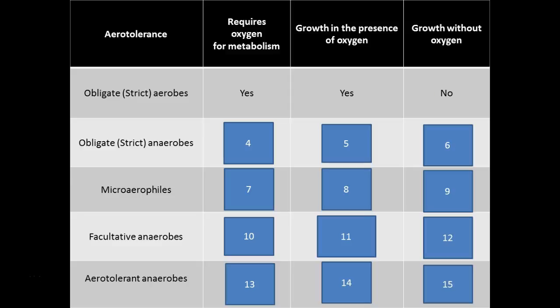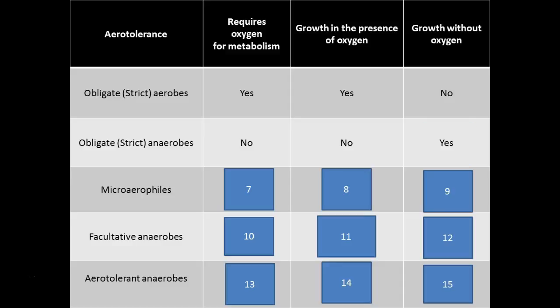Obligate strict anaerobes. Do they require oxygen for their metabolism? Definitely not. Can they grow in the presence of it? No, right? They don't have any protection. It will kill them. Can they grow without it? Yeah, as their name implies, they're an anaerobe. They can do that.